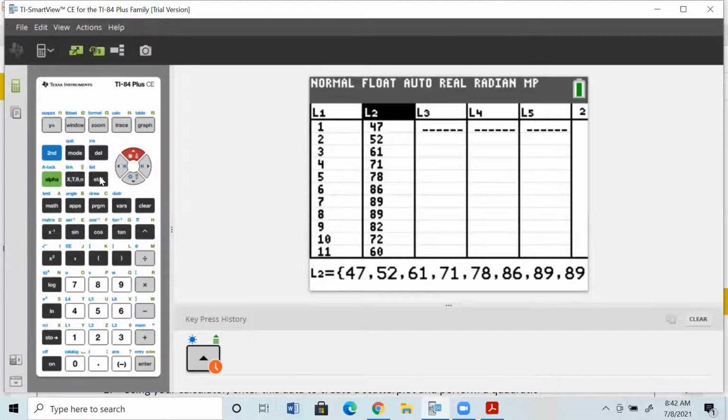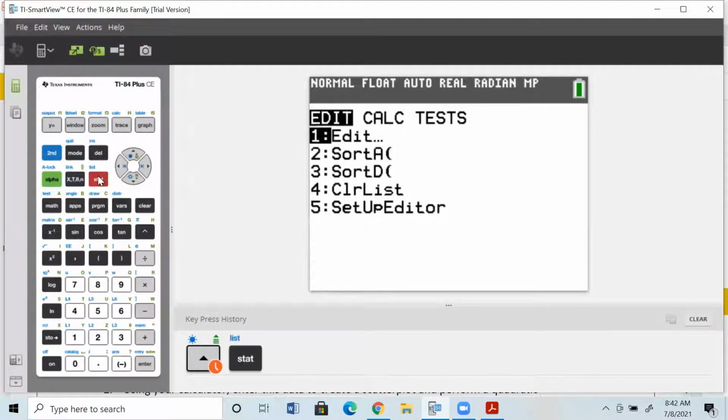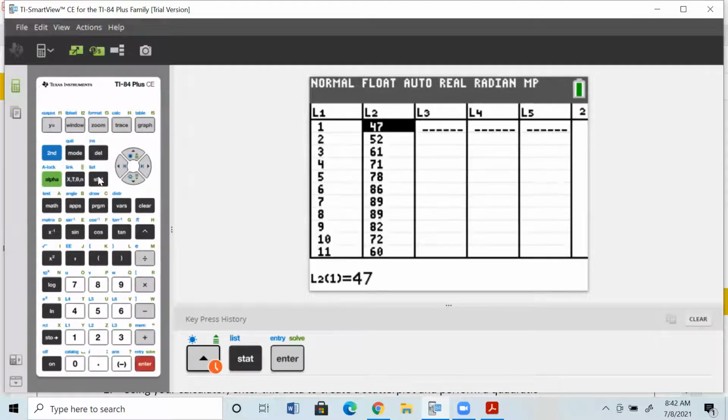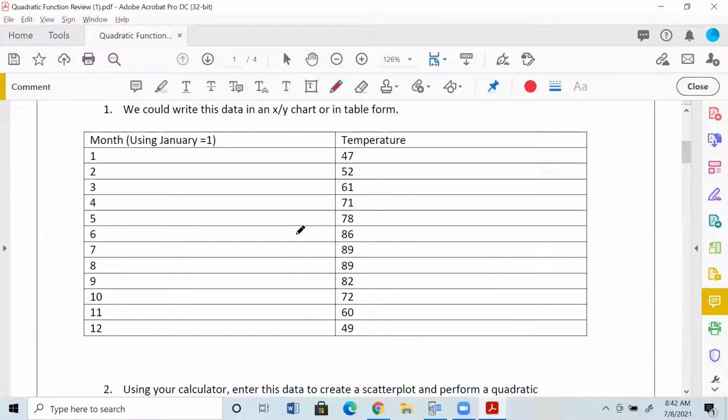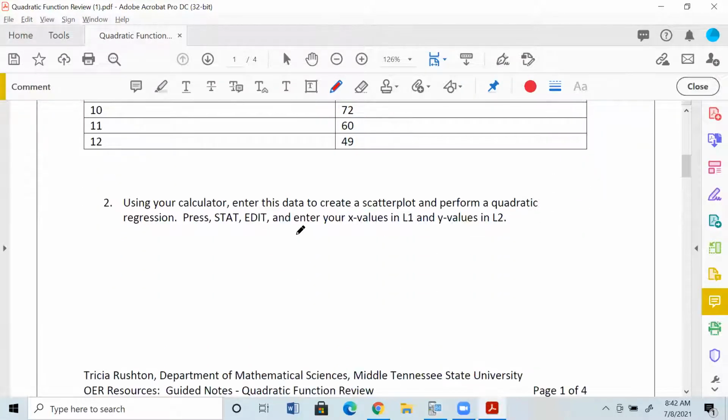To get to this area of the calculator, if you're starting from the beginning, you're going to press Stat, option 1 for edit. Under L1, we have our months, 1 through 12, and under L2, we have our temperatures. We'll write some notes here, just so that if you want to go back and review this, you know how to enter it on your calculator. But again, we press Stat, Edit, and enter our X values into L1 and our Y values into L2.